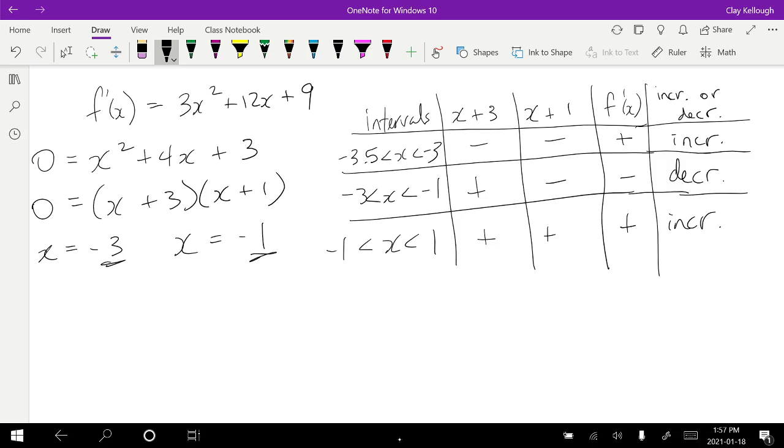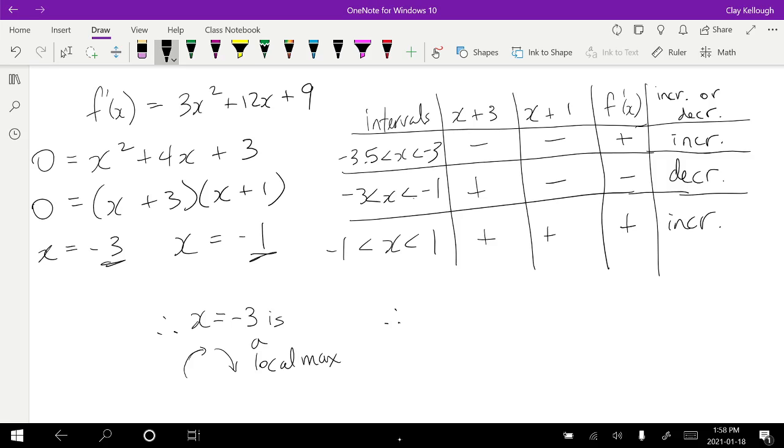So what we can conclude, therefore, is that when x is equal to -3, which is between this interval and this interval, we go from increasing until we get to -3, and then we get to decreasing. So that means this is a local maximum, right? Because we move up and then we move down on either side of this number.